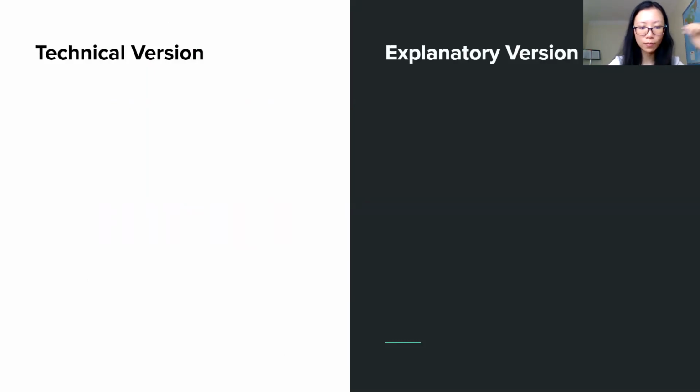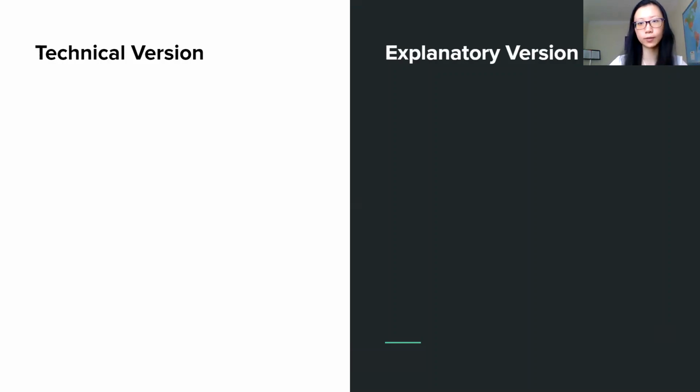So for example, say if there were 11 terms and we had paired technical and explanatory versions for these terms, there would be 22 questions in total. And the order of all 22 questions would be randomized. So users would not necessarily see the technical and then the explanatory version of the same term one after the other, nor would they know that these were paired.